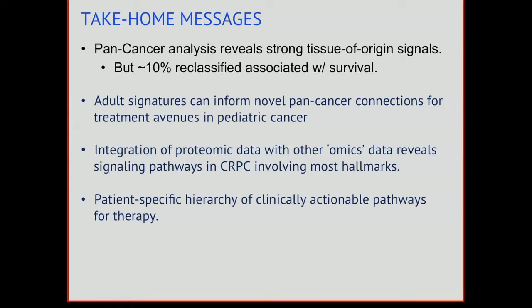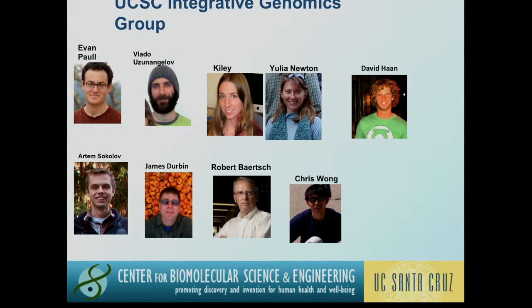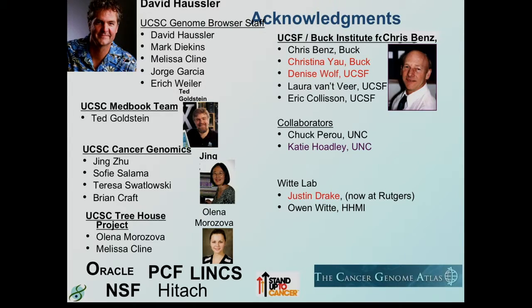So the take-home messages were, we can find these forms hopefully with pan-cancer analysis. There are some surprises there about mapping to cross-tumor examples, and this is set to increase since we've doubled the map. I showed you an example where even that stage helps you pick possible new treatment avenues for pediatric cancers. And finally, we're trying to put together a hierarchy of what to target for a particular patient so we can come up with these rational combinations.